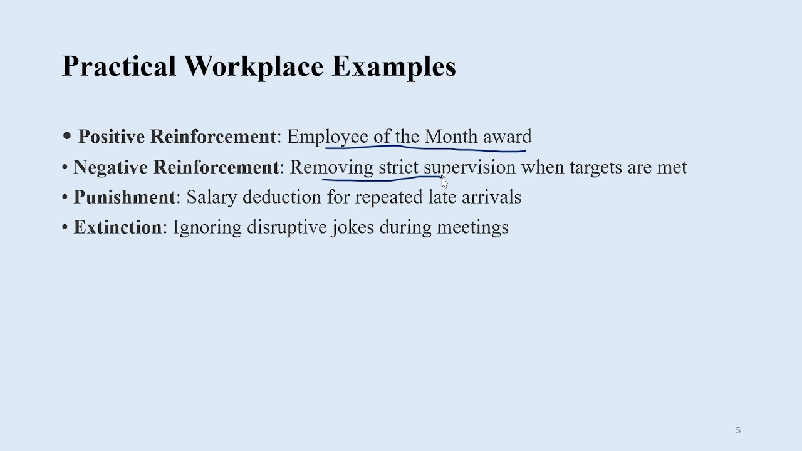So in negative reinforcement, they want to remove that unpleasant thing, so for that reason they will not behave in that way. Now they will do it on time. Punishment, salary deduction for repeated late arrivals. When one month's salary is deducted for repeated late arrivals, next month they won't be late. Extinction, ignoring disruptive jokes during meetings. For example, you are in a meeting and some employees are cracking jokes continuously. You ignore them for 5 to 10 minutes. Now what will happen? They will stop cracking jokes as they are being ignored enough.